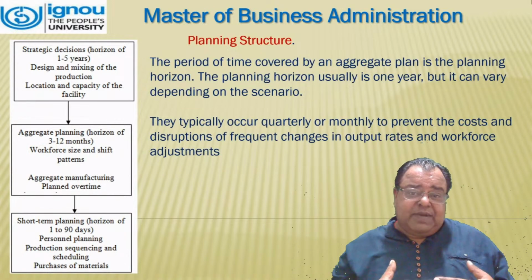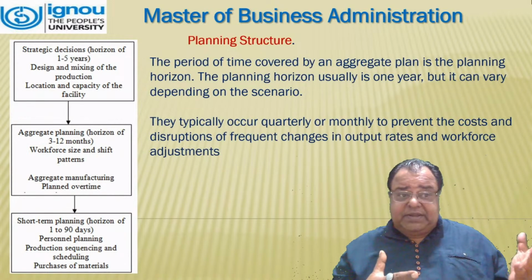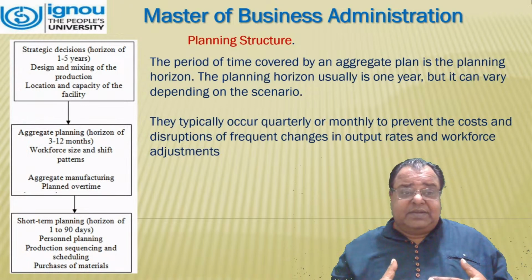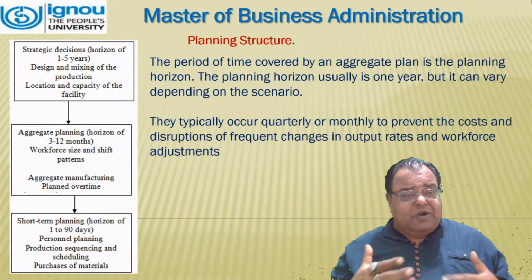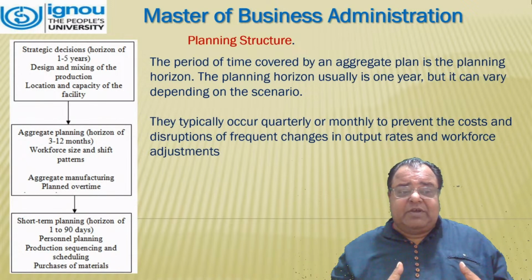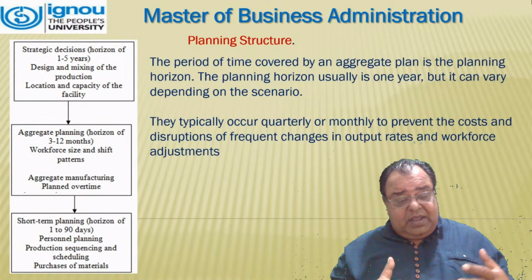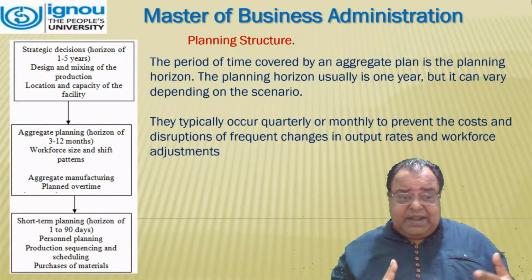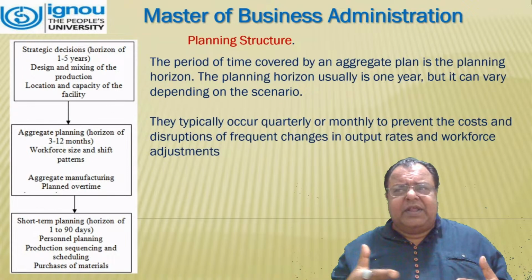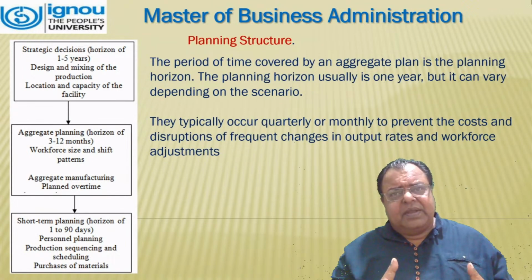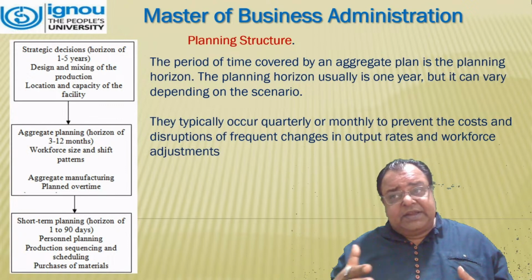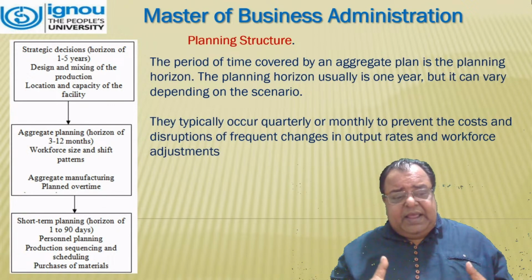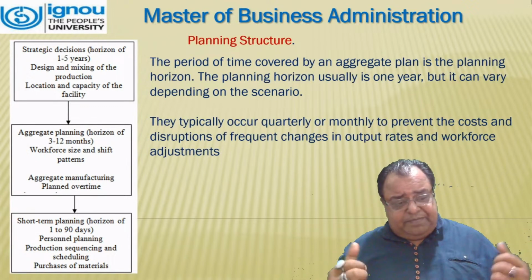Now, how this planning structure works depends upon strategic decision, that is a horizon of 1 to 5 years, design and mixing of the production, location and capacity of the facility. Then comes your aggregate planning, that is for the horizon of 3 to 12 months. That means from months to a year. Here we work on workforce size, shift patterns, and the aggregate manufacturing plan over time is planned.